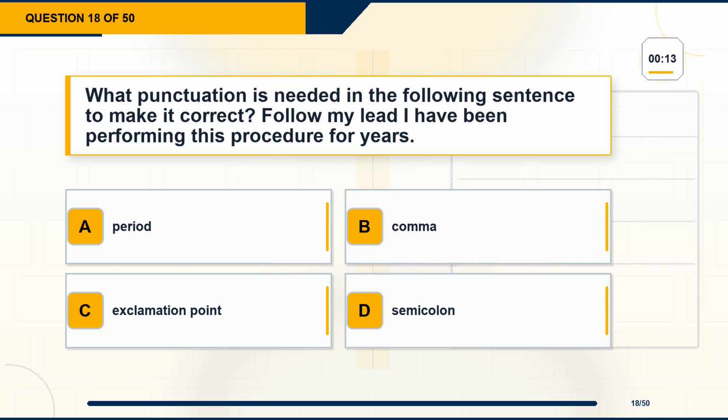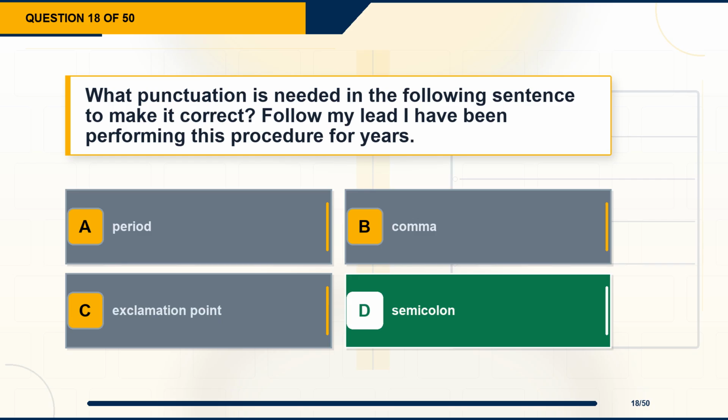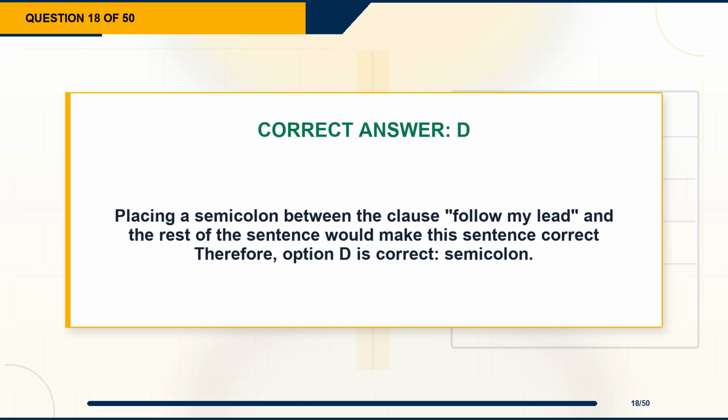Question 18. What punctuation is needed in the following sentence to make it correct? Follow my lead, I have been performing this procedure for years. Option A, period. Option B, comma. Option C, exclamation point. Option D, semicolon. The correct answer is option D, semicolon. Explanation. Placing a semicolon between the clause follow my lead and the rest of the sentence would make this sentence correct. Therefore, option D is correct.